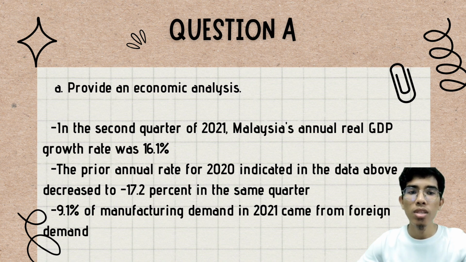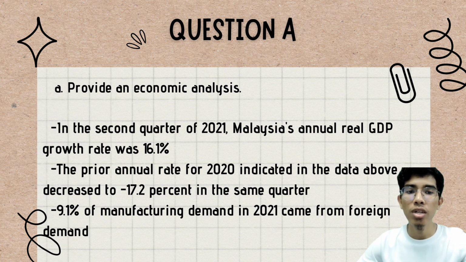In the second quarter of 2021, Malaysia's annual GDP growth rate was 16.1%, reflecting a growing dependence on robust external demand over time. The annual rate for 2020 indicated in the data above decreased to negative 17.2% in the same quarter.